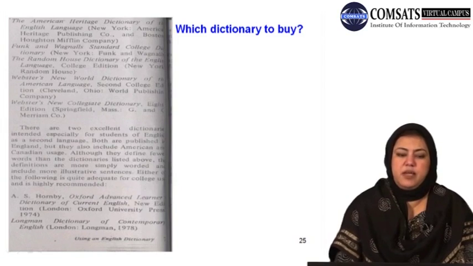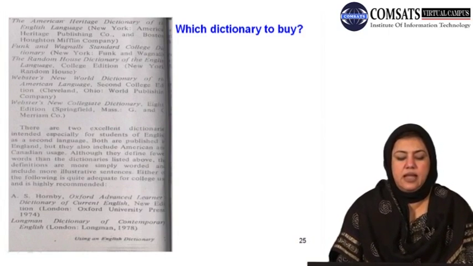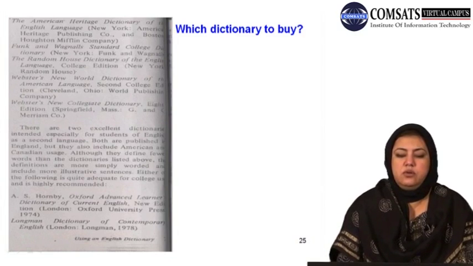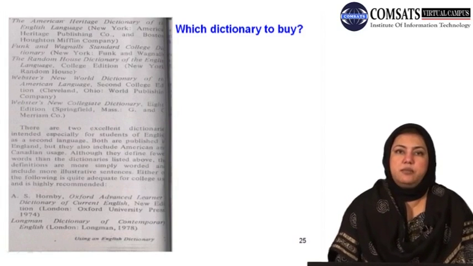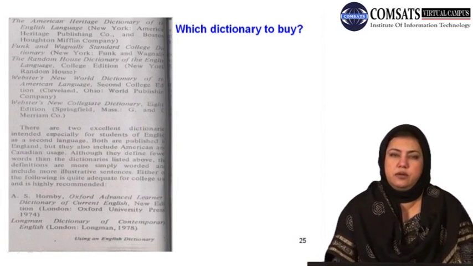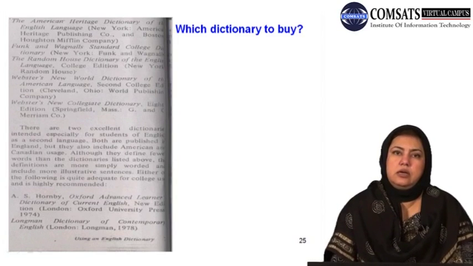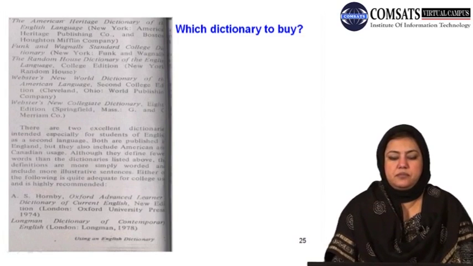And at the top of this page you can see American Heritage Dictionary, you can see Funk and Wagnall's Standard College Dictionary, you can see the Random House Dictionary of English Language, then Webster's New World Dictionary of American Language, and Webster's New Collegiate Dictionary. These are the important dictionaries that he has mentioned, and you can choose any of these if you want to buy a dictionary, though I would say these are not the only dictionaries that you can choose from.